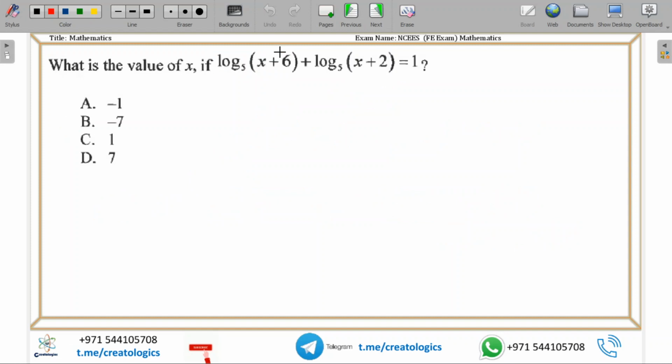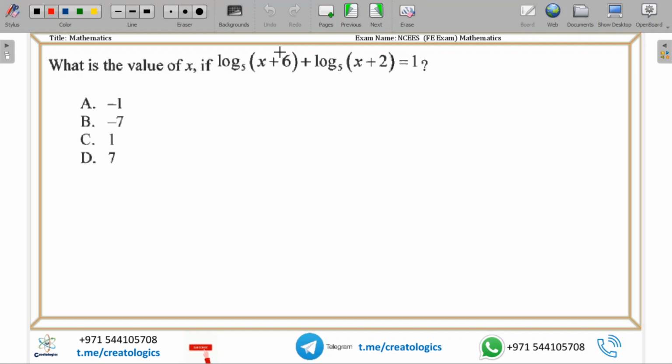In your NCEES exam, you need to solve as many questions as possible. Your speed matters, because you have to solve as many questions as possible; that will help you to pass this exam. Now, let us move to this question.